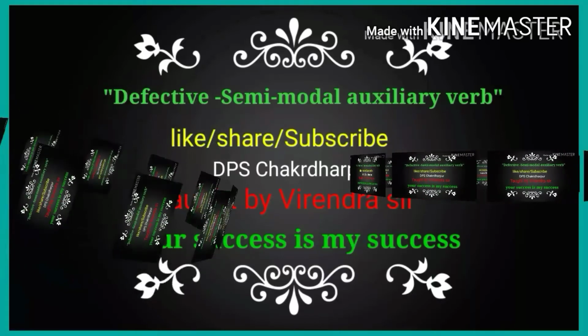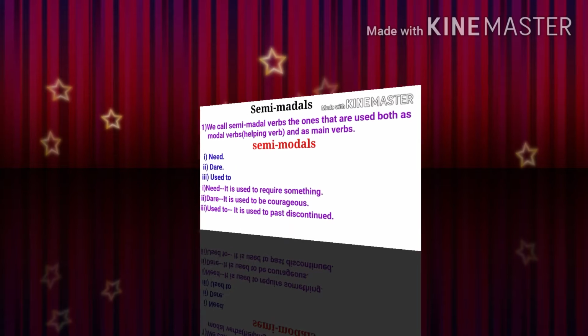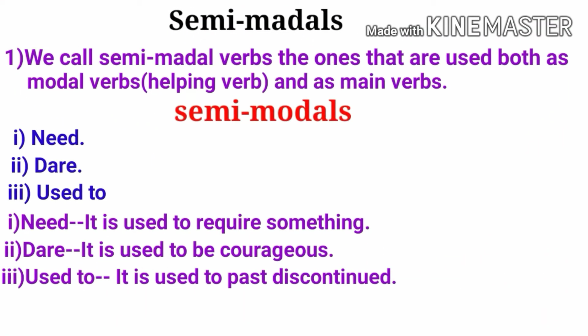So here is your first phase of this video. Welcome back students. So here is your semi model. Here is a spelling mistake, you must correct it. The correct will be modals, semi modals. So what are semi modals? We call semi modals verbs that are used both as a modal verb, that means helping verb, and as a main verb. So this is the definition of semi modals. The first one is need, the second one is dare, the third one is used to. These are the examples of semi modals.